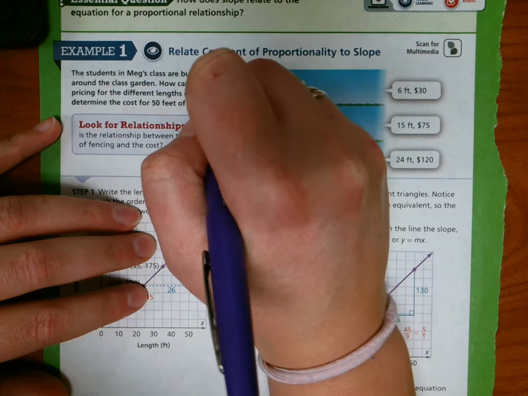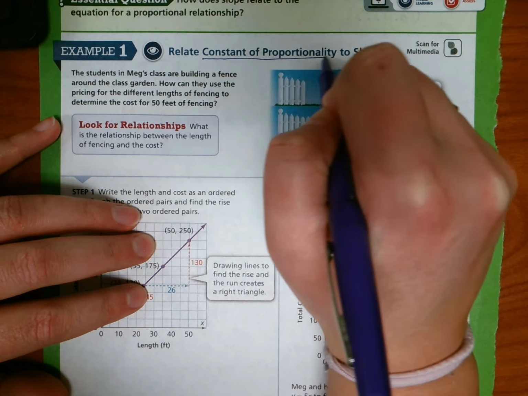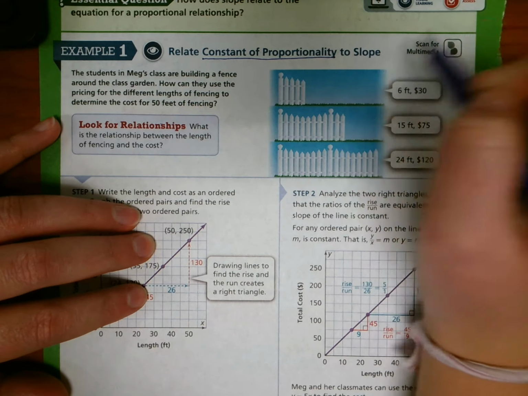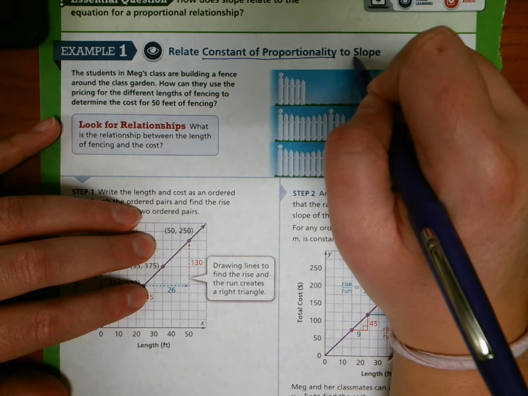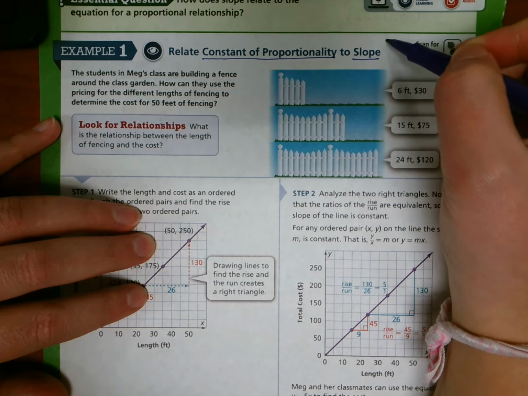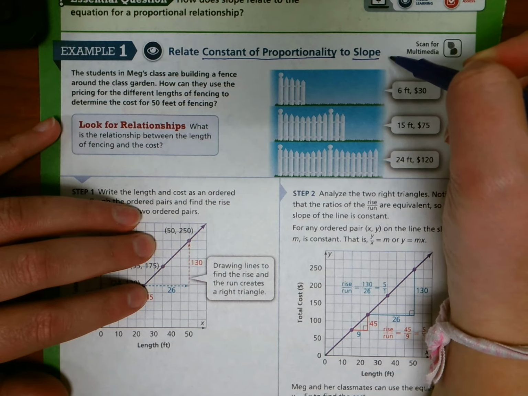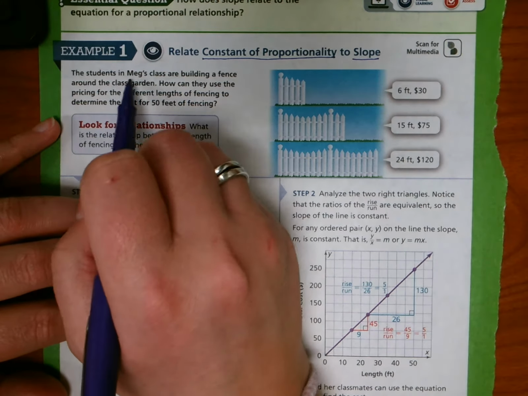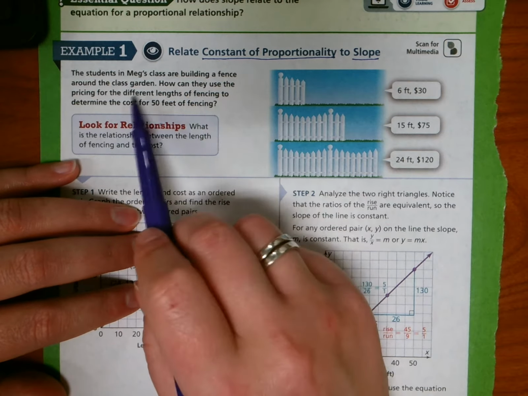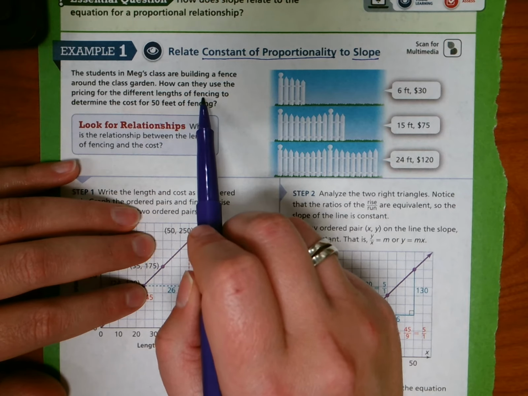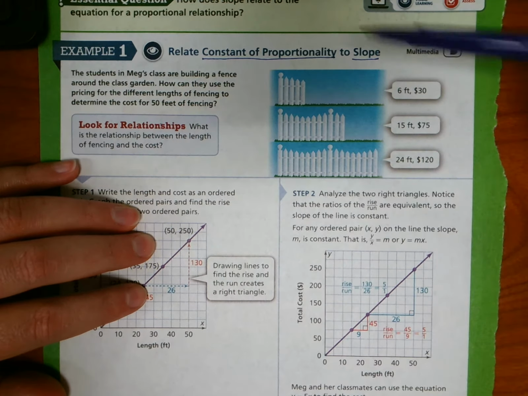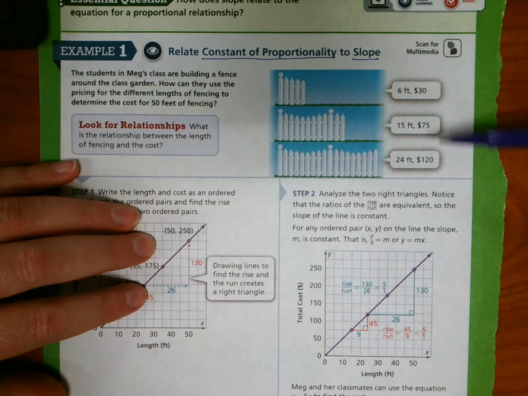So remember, constant of proportionality is like unit rate, like per one of something. And then slope, we've been working on, is our rise over run. Okay. It's our relationship of y over x. So the students in Meg's class are building a fence around the class garden. How can they use the pricing for the different lengths of fencing to determine the cost for 50 feet of fencing? So you can see some visuals right here.